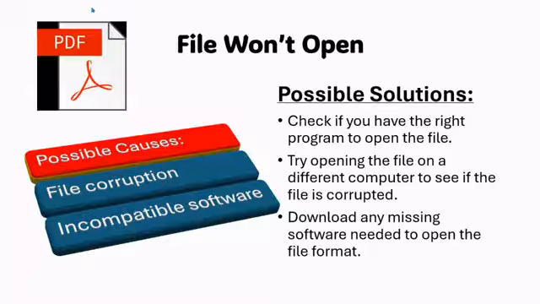Or you can try opening the file on a different computer to see if the file is corrupted. If you try opening the file on your computer, and let's say on your friend's computer, and it's the same result, the same bad file, then the file may be corrupt. So it could possibly be a bad file. Or you can go ahead and download any missing software that is needed to open the file format. So if you don't have a PDF viewer but you want to open a PDF file, go ahead and download the PDF viewer in order for you to access such a file.